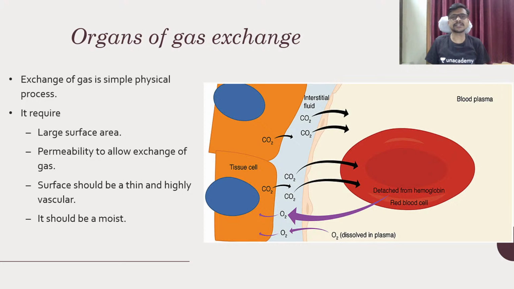So this is actually the gaseous exchange, and what is required for the gaseous exchange. Okay, so guys, first please try to understand the diagram, then I will explain it. Okay, now let's see. Exchange of gas is a simple physical process. Okay, so what is the name of the process? Simple physical means it's diffusion, guys.